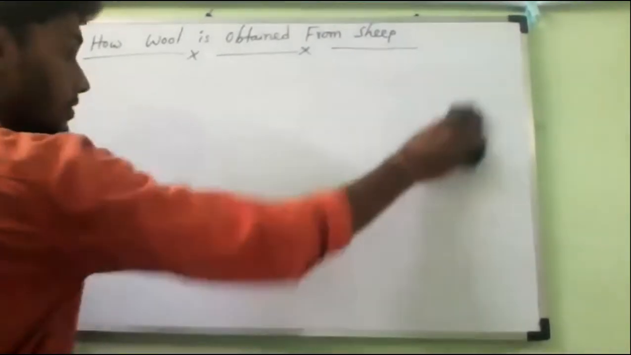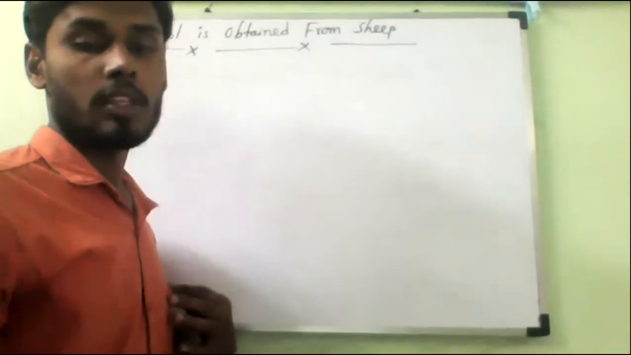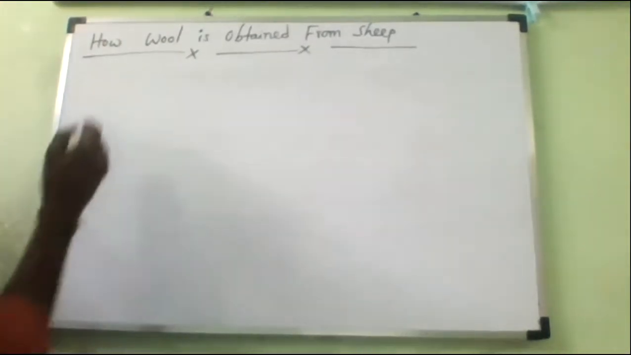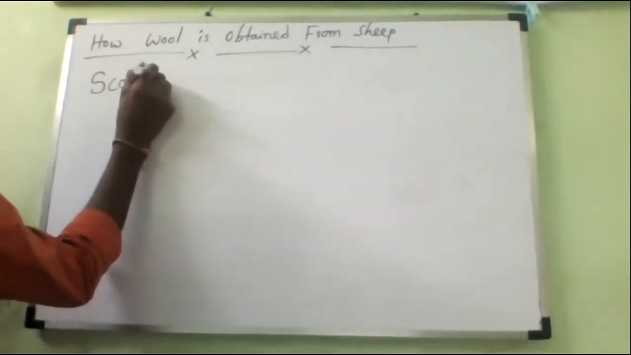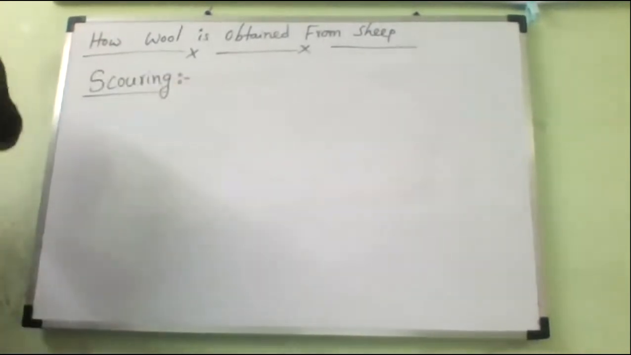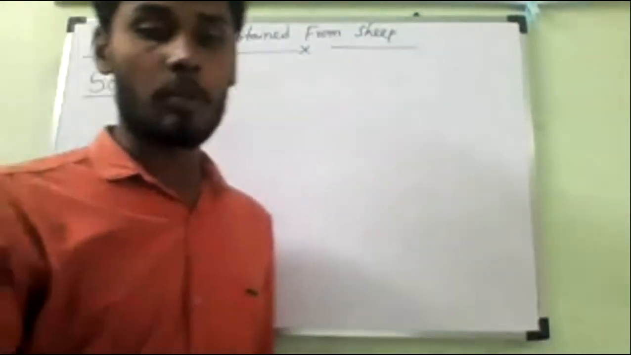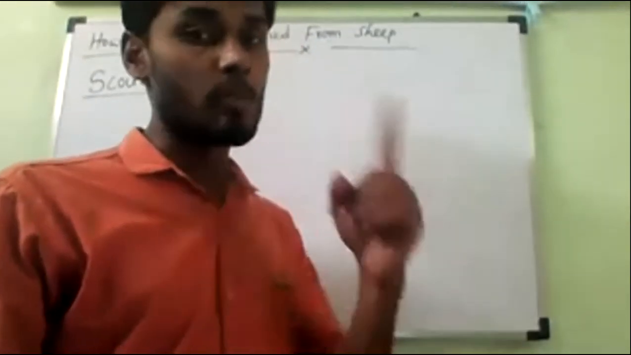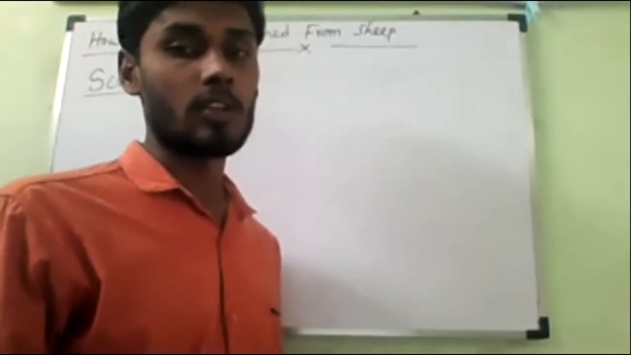Scouring. What should we call it? Scouring. What is the spelling? Scouring means S-C-O-U-R-I-N-G. So let us discuss this scouring. As we know, we have removed the fleece, and you should also remember that the fleece should always be removed as a single piece. One piece we should remove. That is what you should remember.